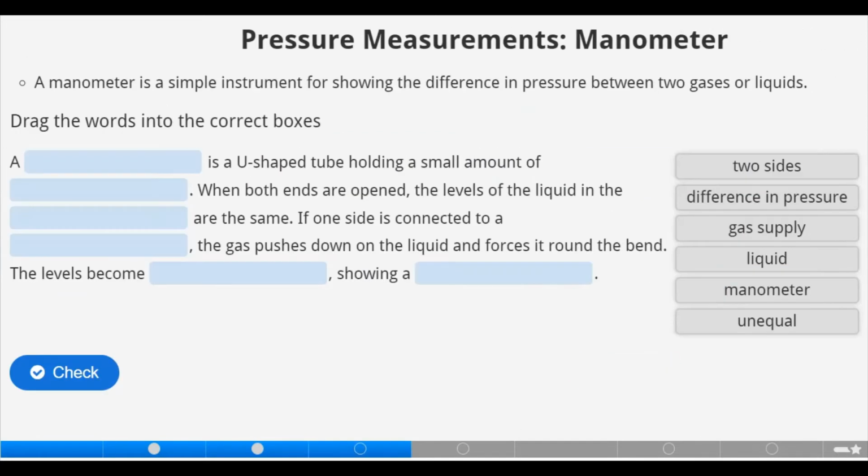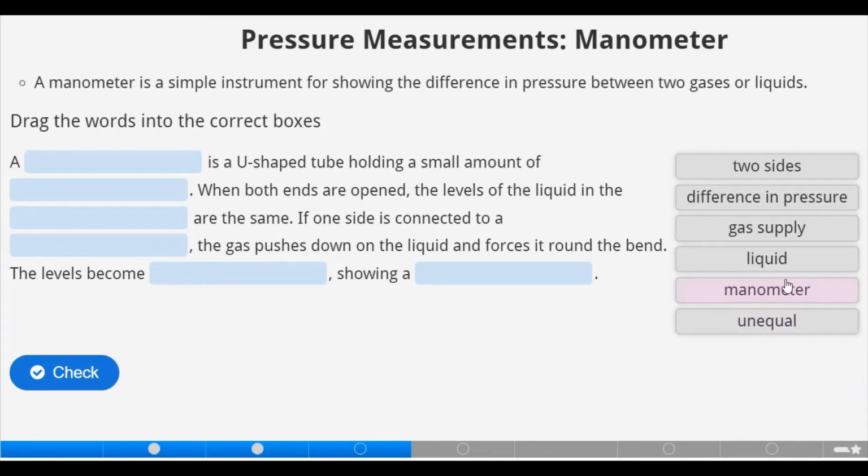Let's move on. Now, pressure measurements. We can use two instruments to do pressure measurements. They are the manometer and the barometer. A manometer is a simple instrument for showing the difference in pressure between two gases or liquids. Now, let's drag the following words into the correct boxes.